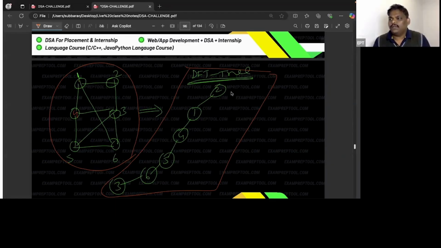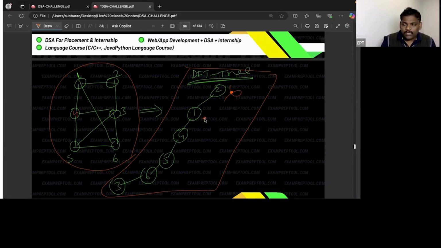So first one: is the root an articulation point? See, one child. If the root contains more than one child in the DFS tree, then it's an articulation point. I think only one child, so it is not an articulation point. Let's go to the very, very important one.